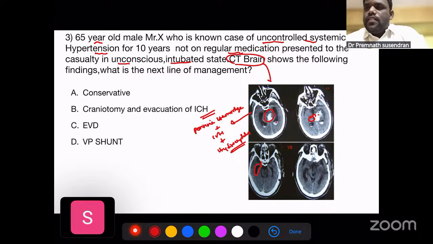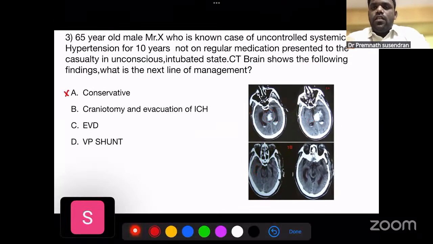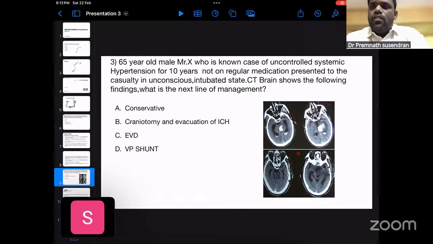So in this patient, what is the next line of management? We should not leave the patient in a conservative form, so conservative management is not an option. Craniotomy and evacuation of ICH in this spontaneous hemorrhage is very risky, and the patient is also in a very unconscious state with a very poor general condition. So in this state, we cannot evacuate the ICH directly. If it were in a different region, we could go for craniotomy and evacuation if the general condition of the patient were good. So this is also not a good option.